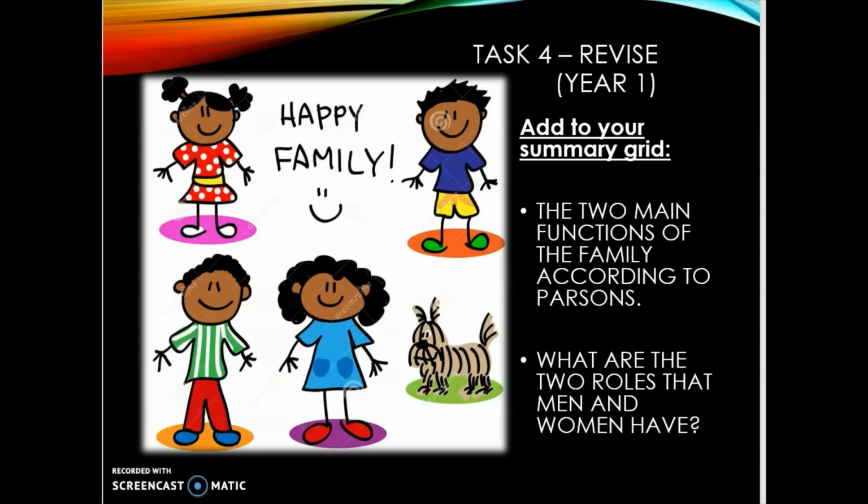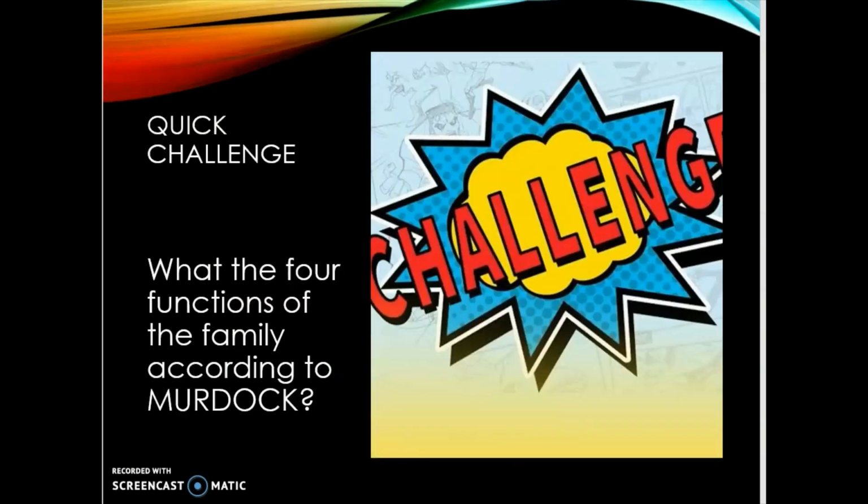Okay, you should have identified socialization and the stabilization of adult personalities, and it's through the two roles, the expressive and the instrumental role. Now, he is not the only functionalist who talks about functions of the family, so I'm going to give you a bit of a challenge now. What are the 4 functions of the family according to Murdoch? Now, you don't need to write them down, but I just want you to say them out loud. What the 4 functions are? Have you got them?